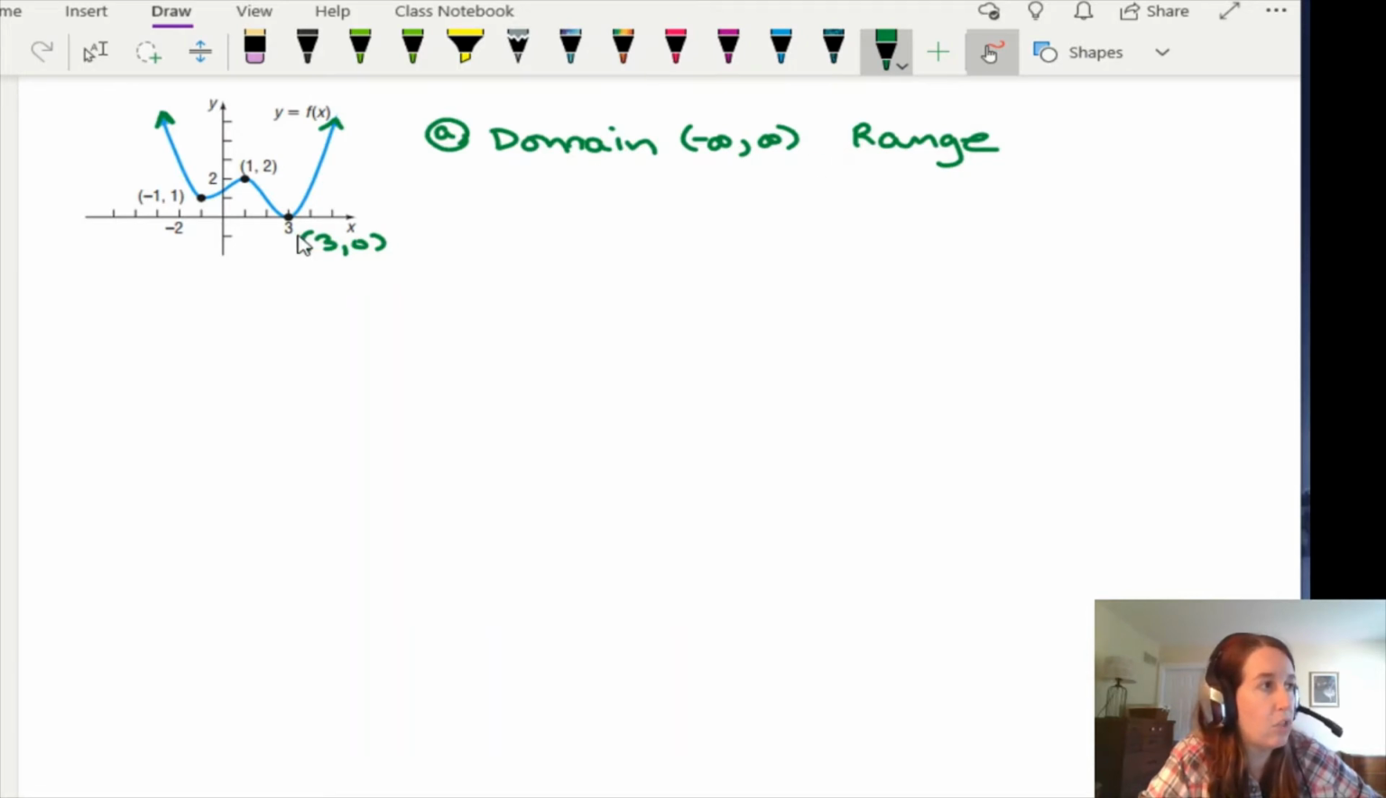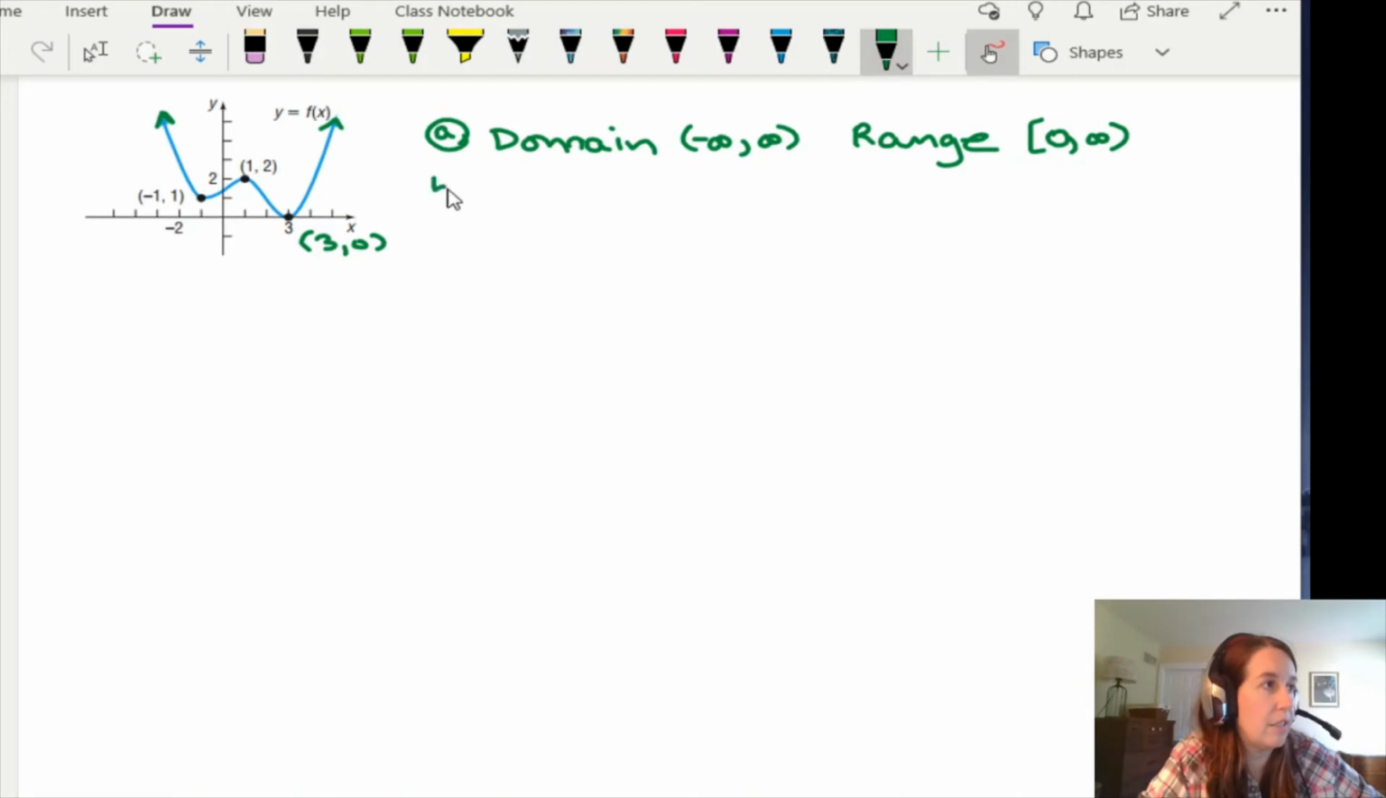For the range, there is no graph down here. Range is y values, so we want to start from the bottom and end at the top. The bottom is right here. This is the lowest point at (3, 0). So the range is the y values: bracket 0, bracket because this point is included in the graph. And then obviously we've got arrows on the ends, so we have positive infinity there.